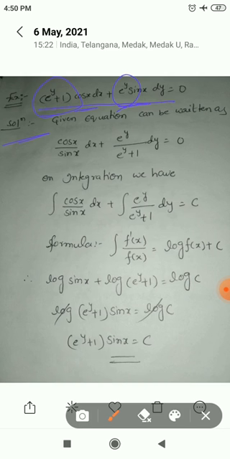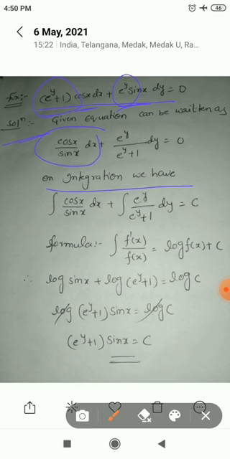So we can write it as e to the power of y by e to the power of y plus dy. You will observe here, it is separation of variables: x terms with dx, and y terms with dy. After interchanging variables, what is the next step? We will move on to integration. Integration of cos x by sin x dx plus integration of e to the power of y by e to the power of y plus 1 dy equals 0.